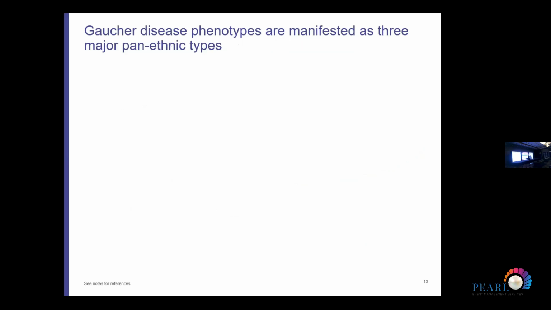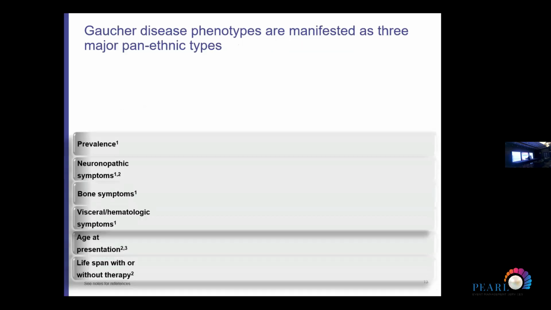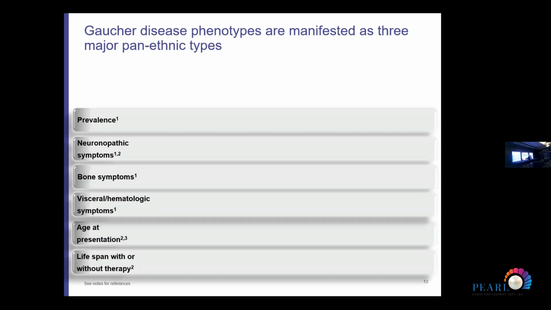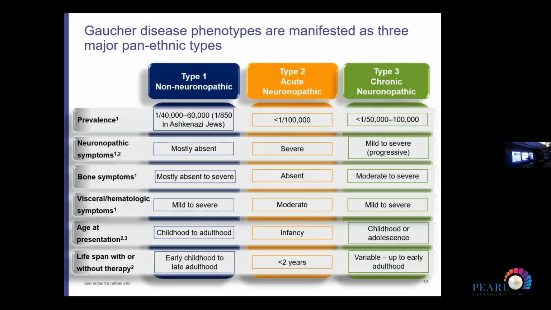So Gaucher disease phenotypes are manifested as 3 major pan-ethnic types. I'm sure all of you would know the most common type of Gaucher disease is type 1, which is the non-neuronopathic. These patients mainly present with the visceral and hematological manifestations. Usually they do not have any neurological features. They can present from childhood to adulthood, and their lifespan is usually also very long if they are treated properly.